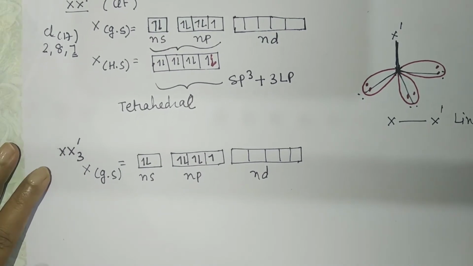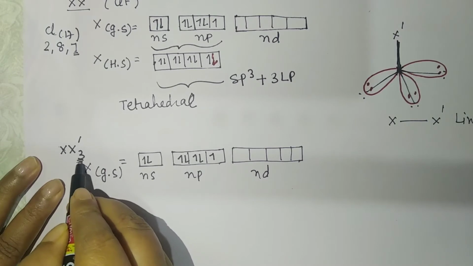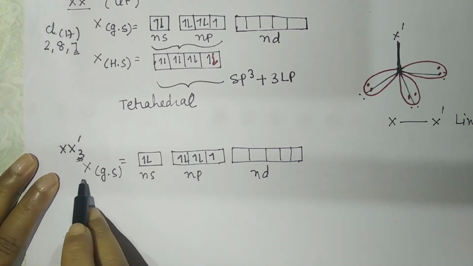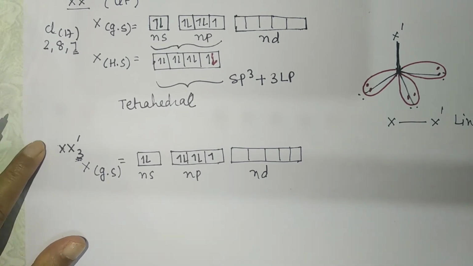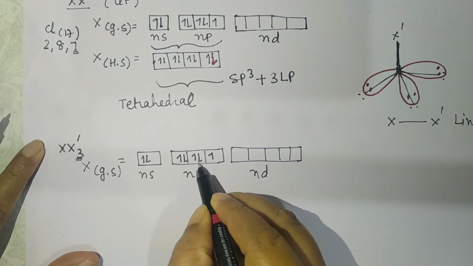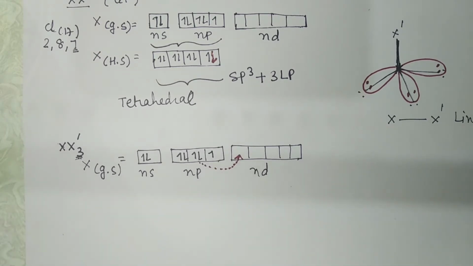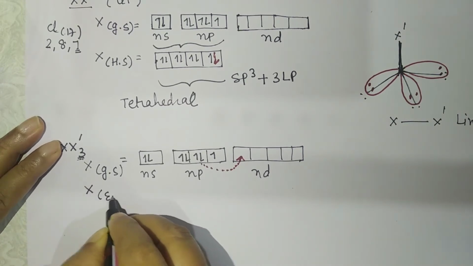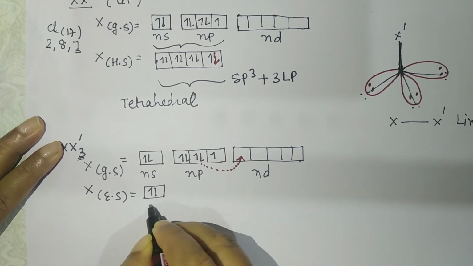Here nd is vacant. Now if you see this, there are 3 connecting atoms and therefore you require 3 unpaired electrons here in the X atom. And so here I need to carry out the excited state. So how will I excite the electron? This electron from here will get excited to this vacant orbital. So you have to write the excited state. So X in excited state will become, this will remain as it is.